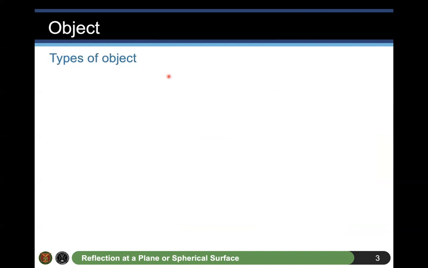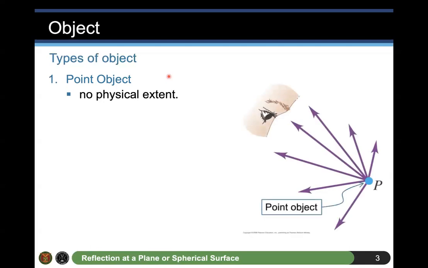And there are two types of object. It can be a point object, which has no physical extent, no height. For example, the point P is a point object. It's a source of light or light rays, and it has no dimensions: no length, height, radius, etc.